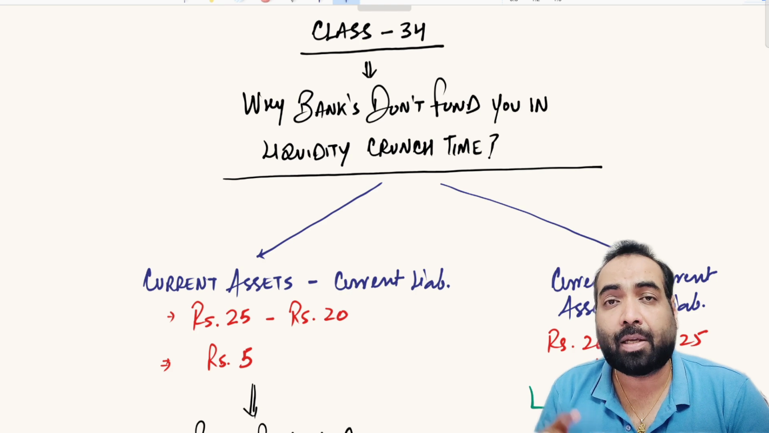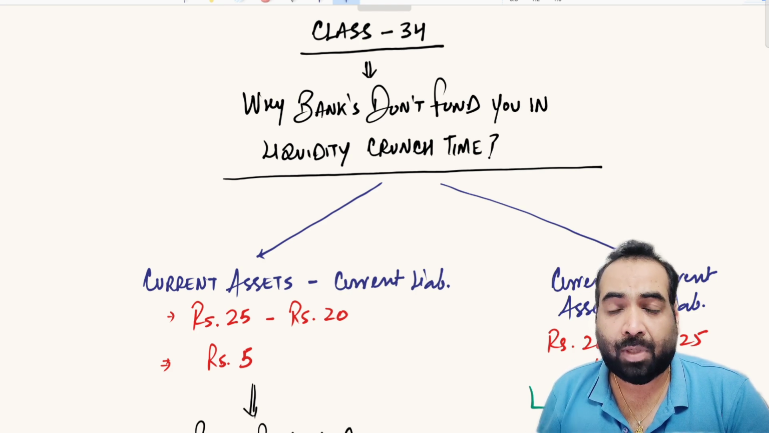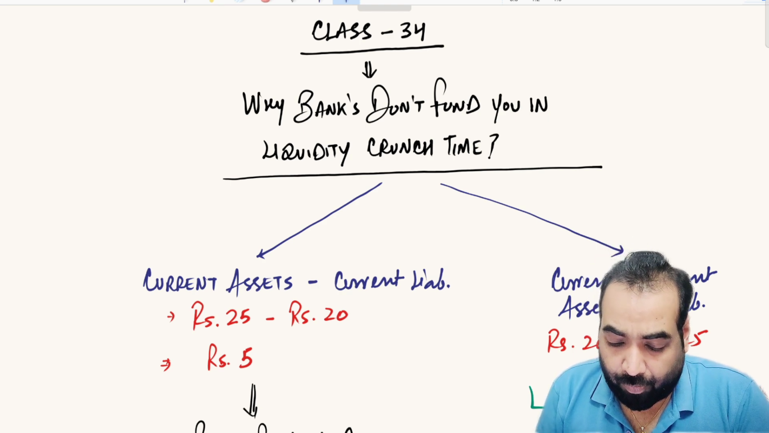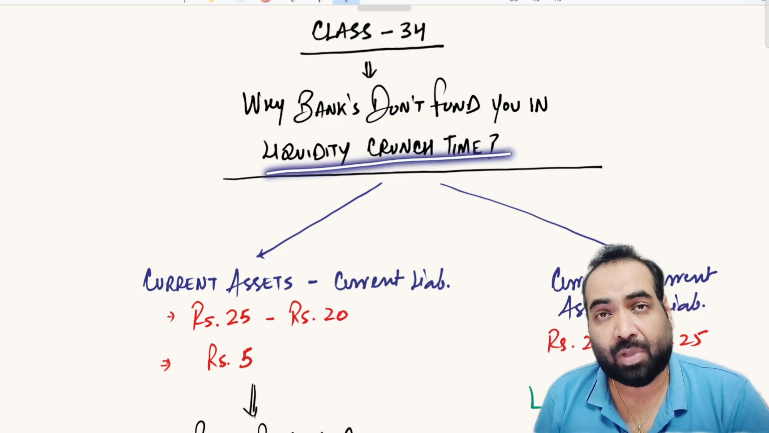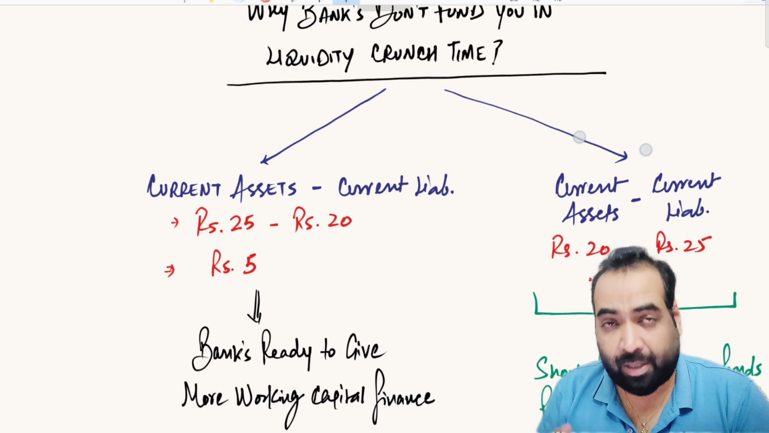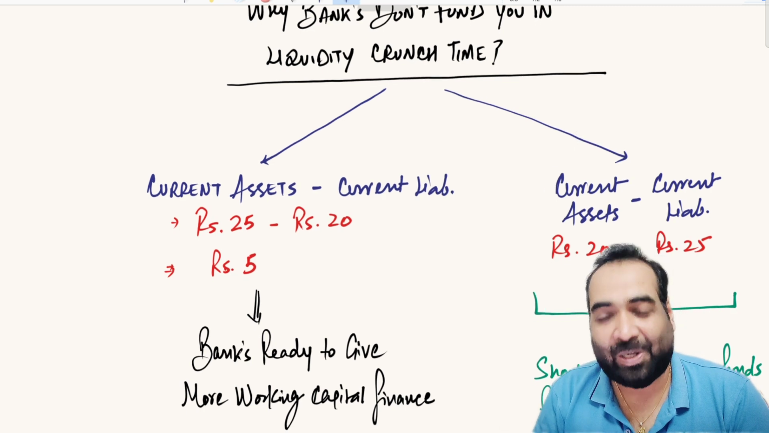I will be talking in the context of working capital loans only. I am not covering any other aspects which might be there. I am talking about only working capital loans. So the question is why banks don't fund you in liquidity crunch time. Let us understand what a liquidity crunch is in my video's terms.